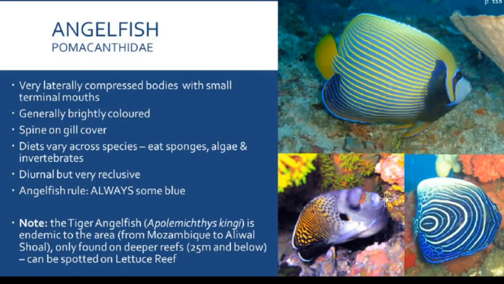Now, this species over here is our tiger angelfish. This species is actually endemic to the area, so it is found from Mozambique to Alawal Shoal and a bit out towards Madagascar. But it is only found on deeper reefs, okay, and it was actually discovered by the author of the Reef Guide, Dennis King. He described it as a new species, and we can actually find this species on Lettuce Reef in Sodwana, so it's a really special fish that we've got, which is pretty cool.